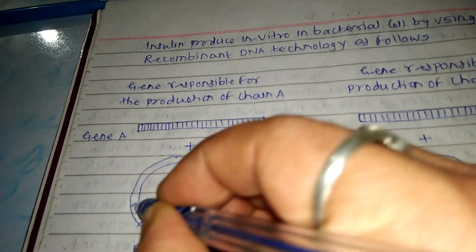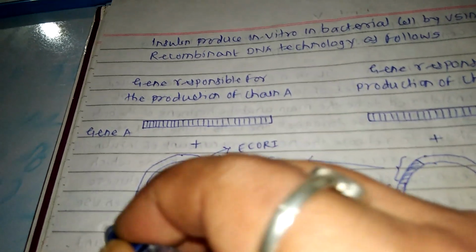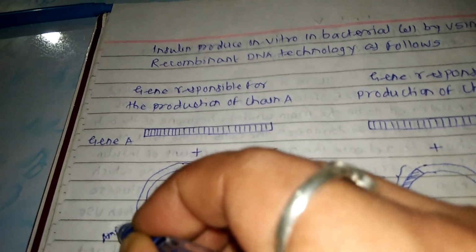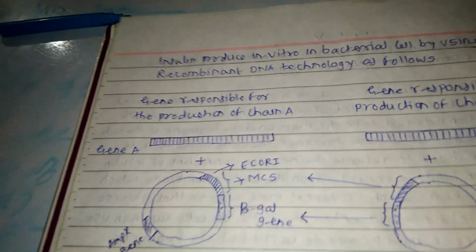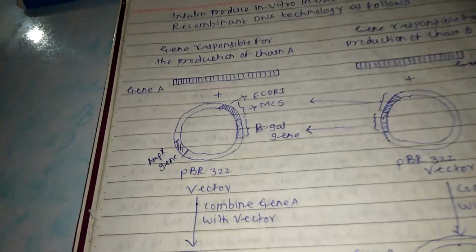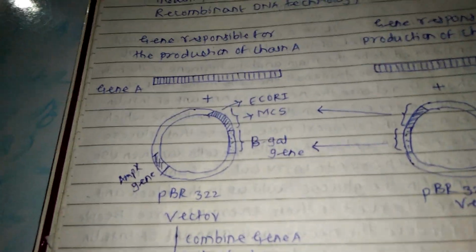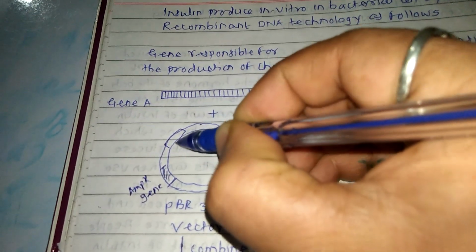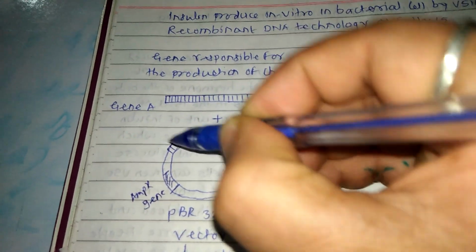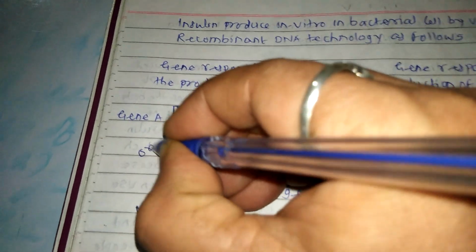Ampicillin resistance gene, which is to be present. You know the role of that ampicillin resistance gene: the selection of transformed cells. And then another point which is to be present is the origin of replication.